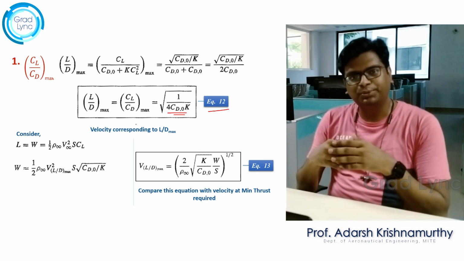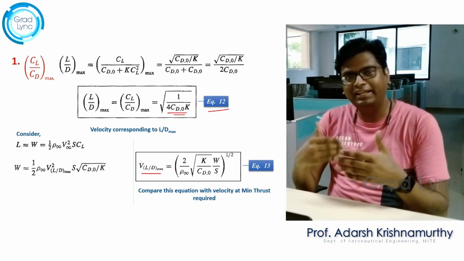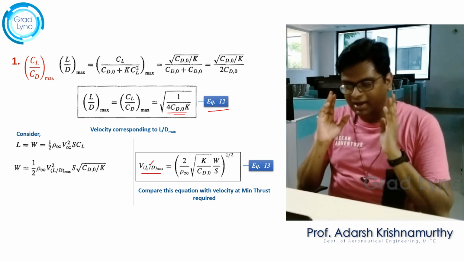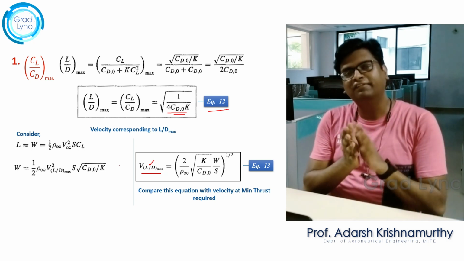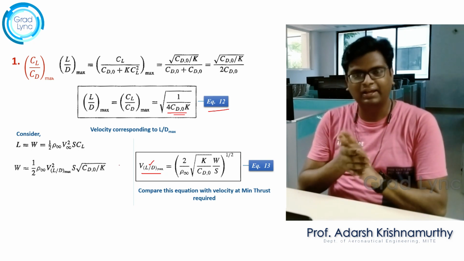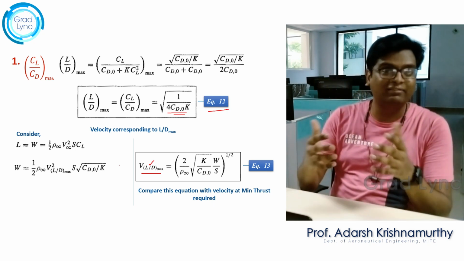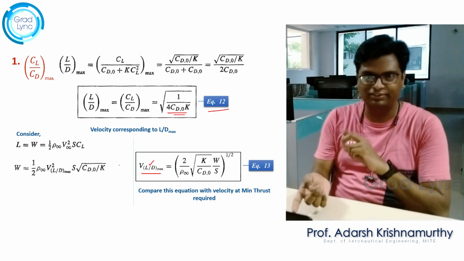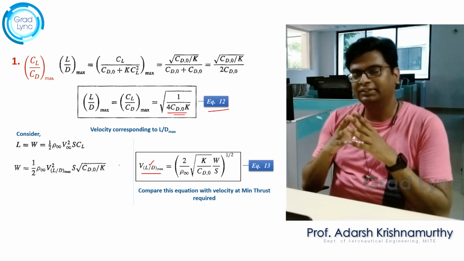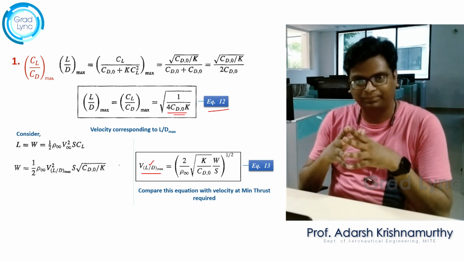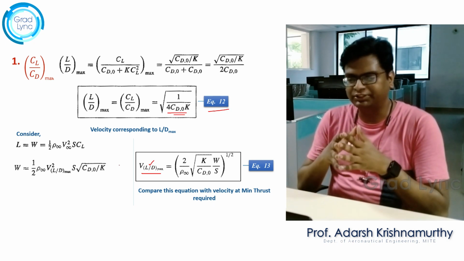Now we will move on to get the value of velocity at which L by D would be maximum. Understand this. In the previous lecture, we finished the gliding flight, and now we are moving on to the aerodynamic relations for a steady level flight. Right? Please don't confuse this with that. That discussion is over, and this is a new discussion for steady level flight. Right? Okay.